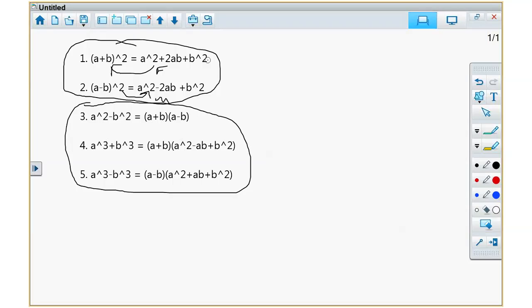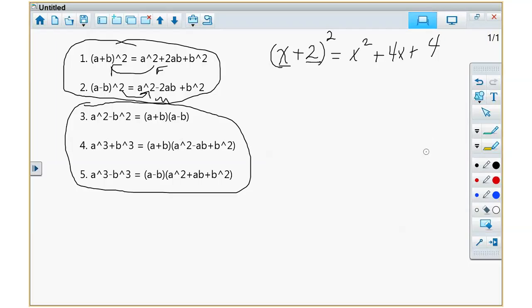So, to give you an example, if I give you x plus 2 quantity squared, you go through and you find out which one it looks like. Okay, looks like number 1 right here. So that means this is A, and this is B, and you plug it in to this side right here. So that gives you x squared plus 2 times 2 is 4, 4x, and 2 squared is what? Plus 4.